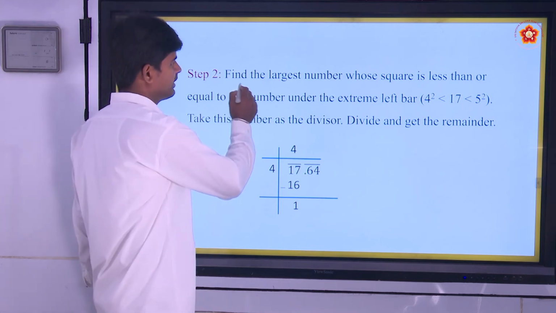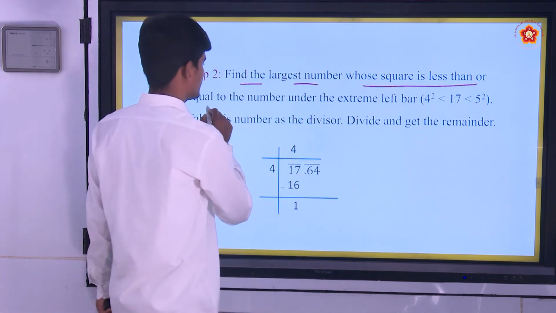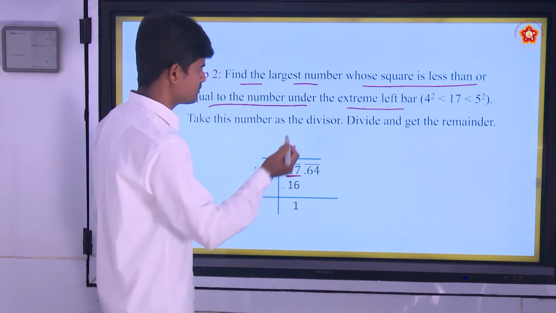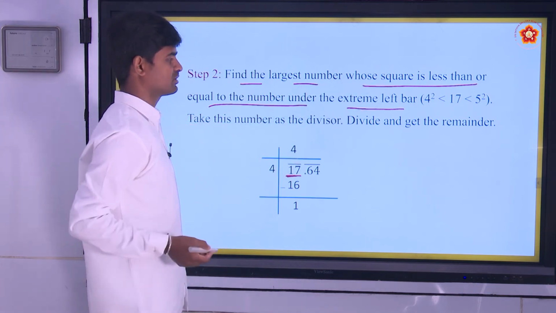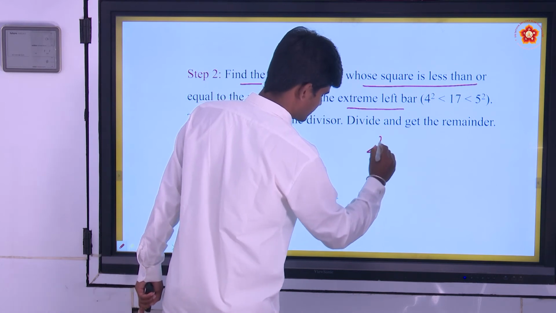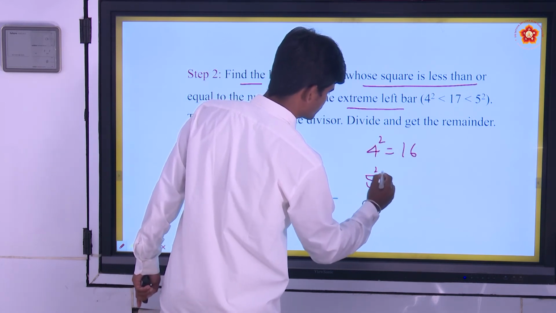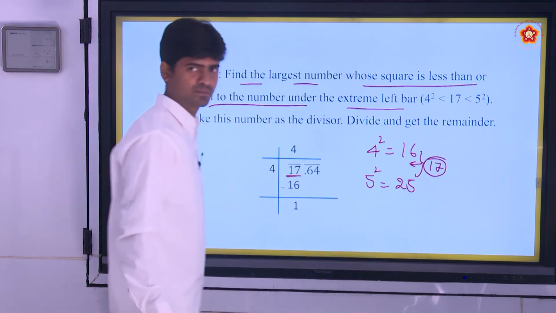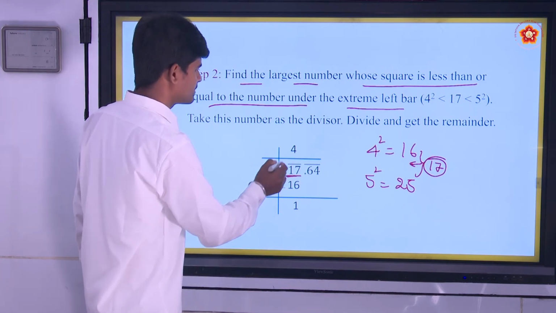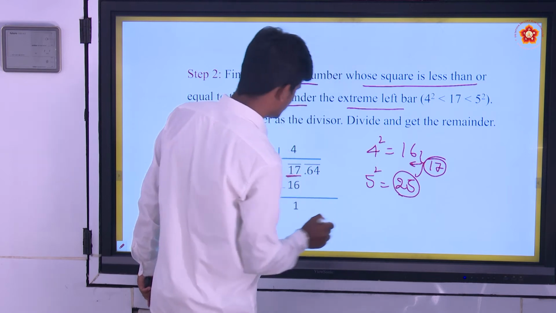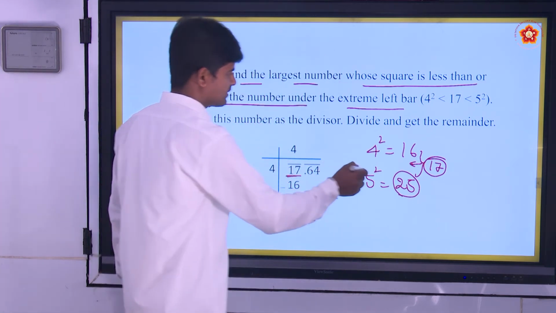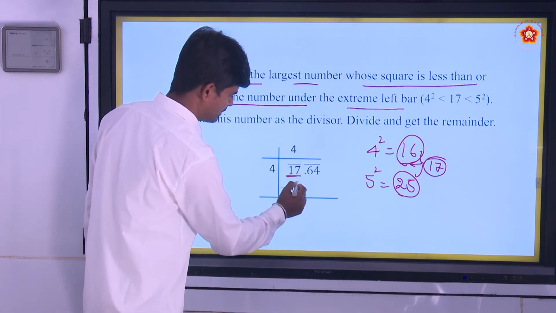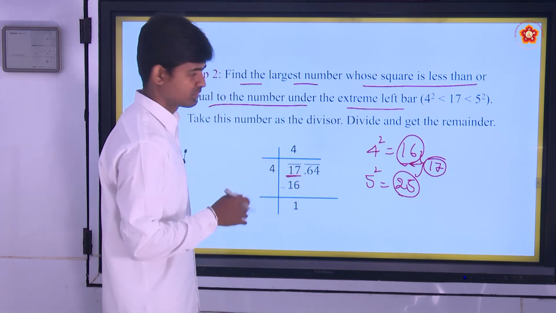Second, find the largest number whose square is less than or equal to the number under the extreme left bar. In this case, 4 squared is 16, 5 squared is 25, and 17 lies in between them. 25 is more than 17, so we take the lesser number, 16. So 4 times 4 is 16. 17 minus 16 is 1. This is the second step.